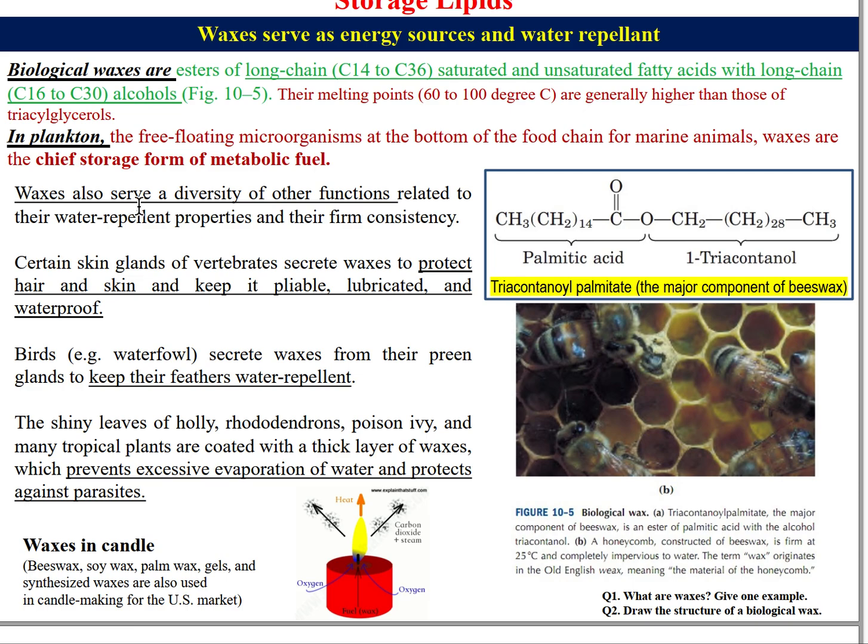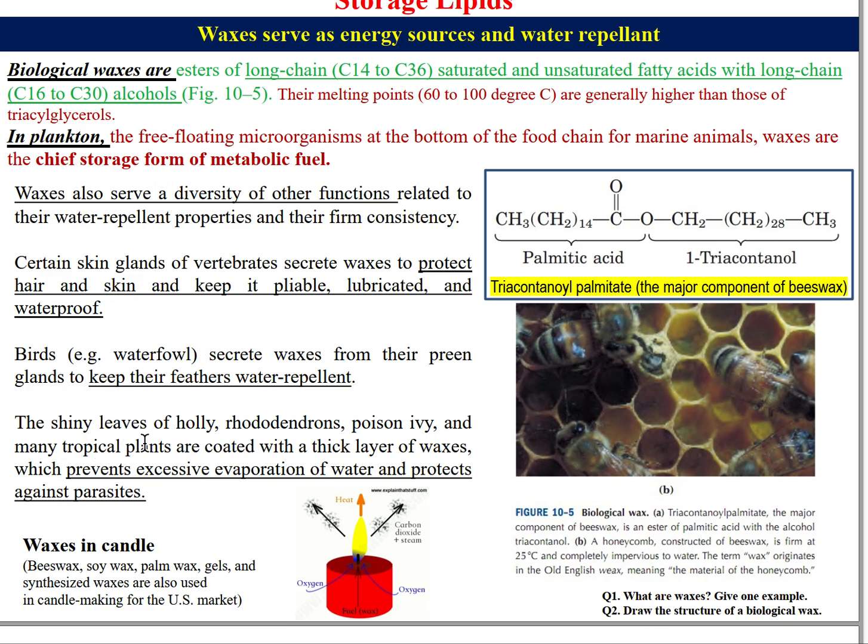Waxes also serve a diversity of other functions related to their water repellent properties and their firm consistency. Certain skin glands of vertebrates secrete waxes to protect hair and skin and keep it pliable, lubricated, and waterproof. Birds secrete wax from their preen glands to keep their feathers water repellent. Those are the biological significance or importance of waxes.